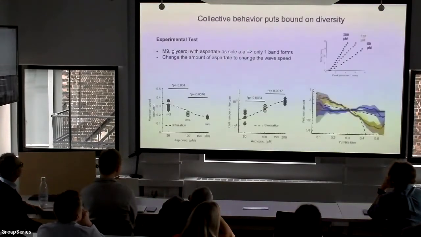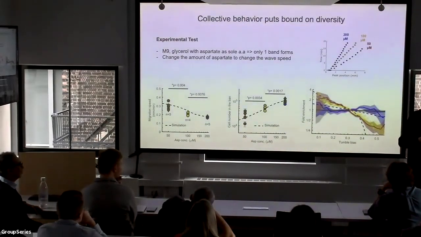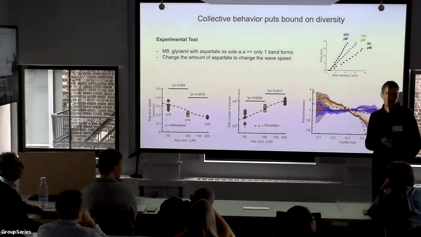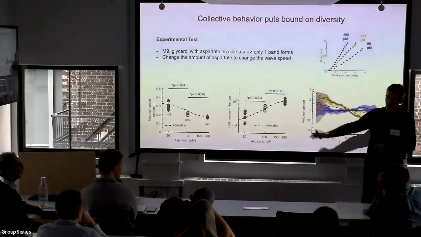So now, one thing that was surprising is that here we're suppressing growth as much as possible. So there's always going to be cells at the back of the wave that are falling off the wave, because you have diffusion there and then the cells fall off.